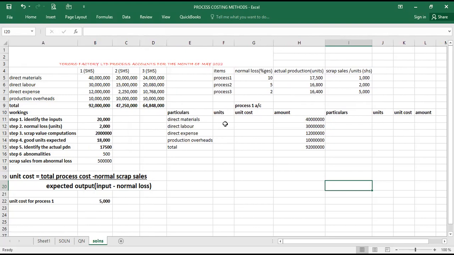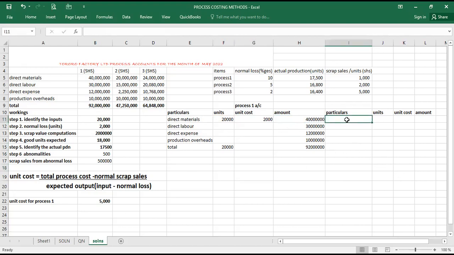Okay. We put in our units. The units were 20,000. Since we did not introduce in any units, they are going to remain 20,000 for that. If we had the abnormal gain, they would have gone here. But since we don't have any, this one we can get, how much was it? It is this divided by this. They were at 2,000.